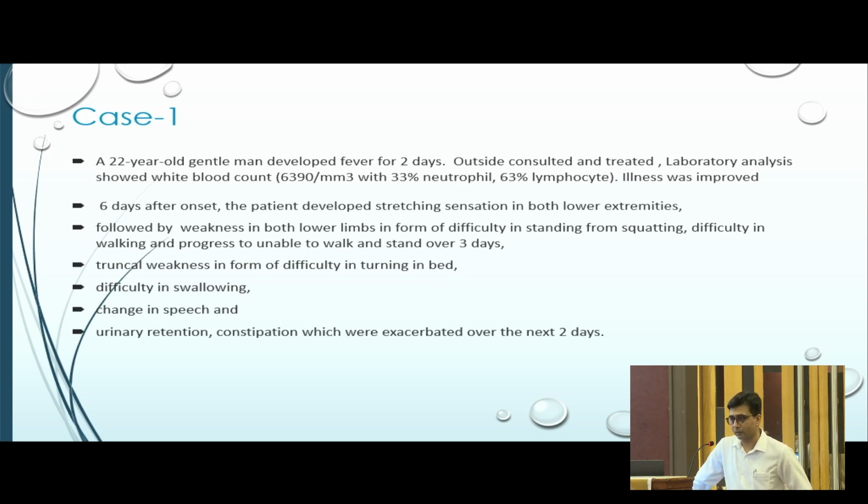So weakness of both lower limbs over 3 days, truncal weakness in the form of difficulty turning in bed, difficulty in swallowing, change in speech, and urinary retention and constipation, which were exacerbated over the next 2 days. So based on the history, what will be the diagnosis?